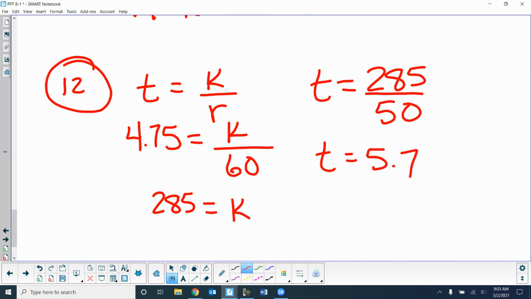Yeah, that one is kind of worded weird. So time varies inversely as the rate. Then we could figure out that the distance is 285. Basically, that's your D. Your K is the distance. There was a 285 mile trip. All right. You guys try this one that I put up here for you, please.